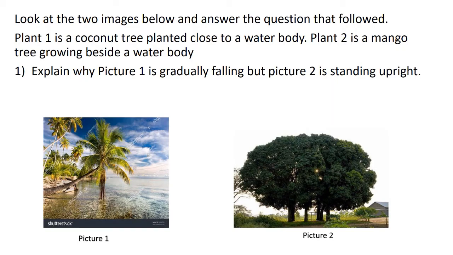So this is the next critical question. Look at the two images on your screen. You have two pictures. Now, plant 1 is a coconut tree planted close to a water body, and plant 2, that is the second picture, is a mango tree growing beside a water body. The question is, explain why picture 1 is gradually falling but picture 2 is standing upright.